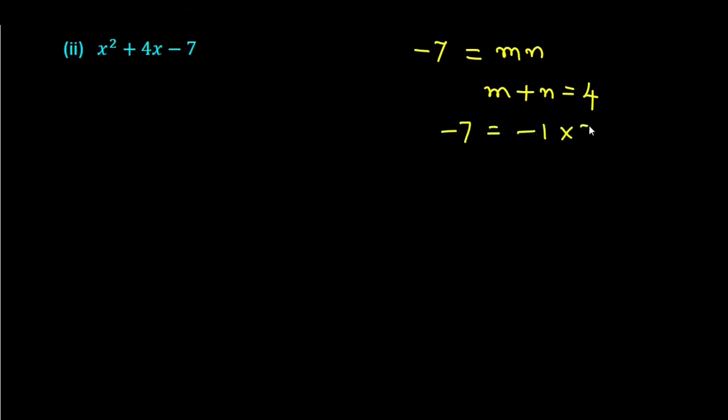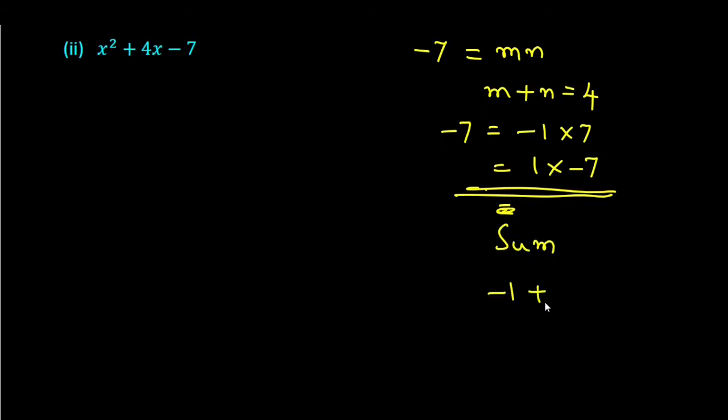Minus 1 into 7 or 1 into minus 7. Then 7 is not divisible by 2, 3 or other numbers. 7 is a prime number. So we have only two possibilities, minus 1 into 7 and 1 into minus 7. What is the sum?